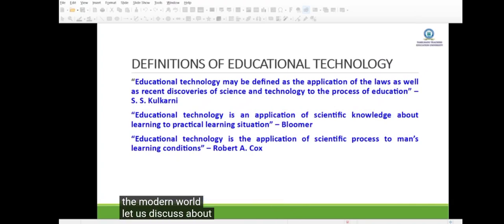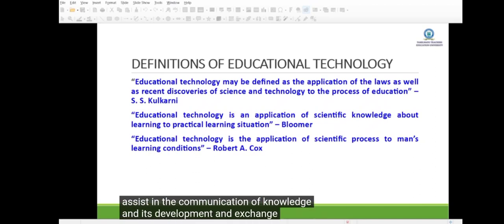Let us discuss some of the definitions of education technology. Education technology focuses on the technological tools and media that assist in the communication of knowledge and its development and exchange. Another essential definition of education technology is focused on the theory and practice of utilizing new technology to develop and implement innovative educational approaches to learning and student achievement.